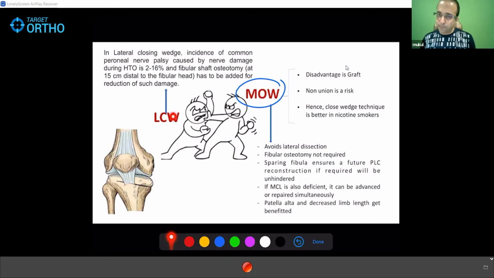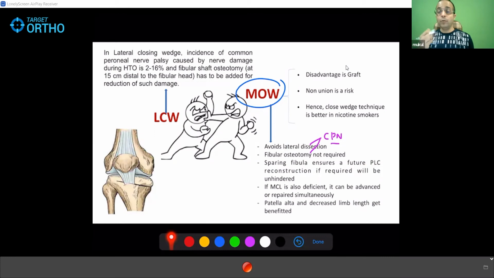So when you open up this wedge medially to correct varus, you need no lateral dissection, no fibular osteotomy. So, CPN is very well protected. You don't end up injuring the common peroneal nerve in any sense. Okay. Then sparing the fibula means you can always do that PCL reconstruction, PLC reconstruction. So I told you that you can sometimes do STO for a double or a triple varus knee. That means a ligament injury is there. So you might require a ligament reconstruction later on if there's instability. So when you leave the fibula as it is, that PLC reconstruction is not hampered later.